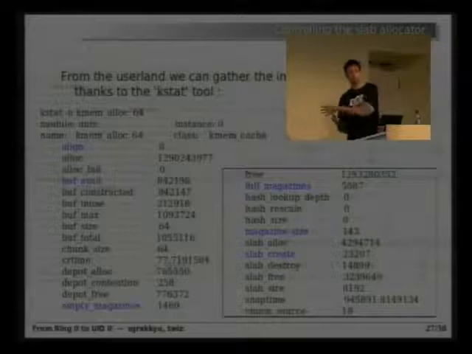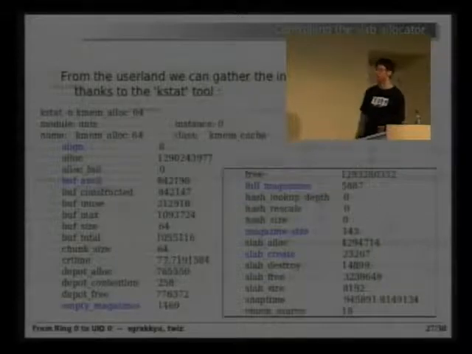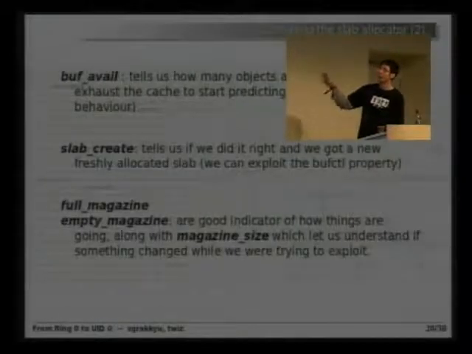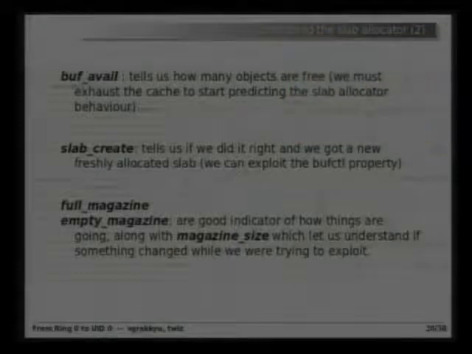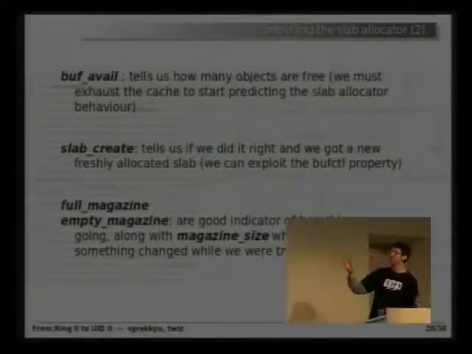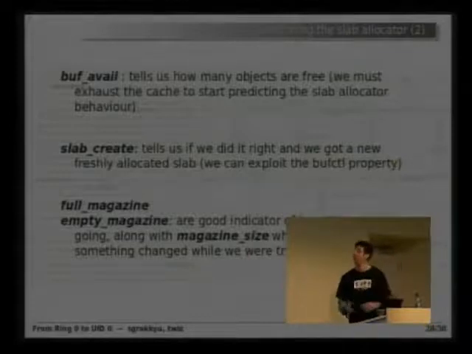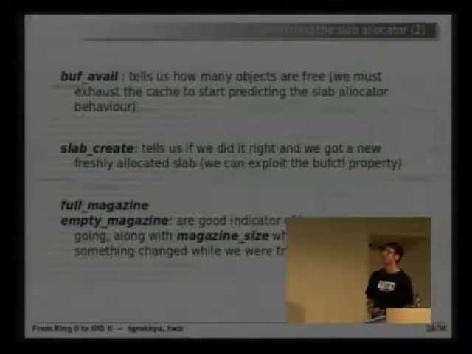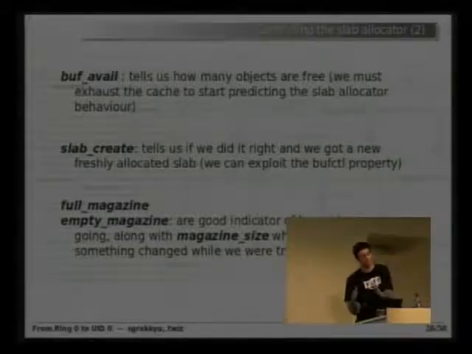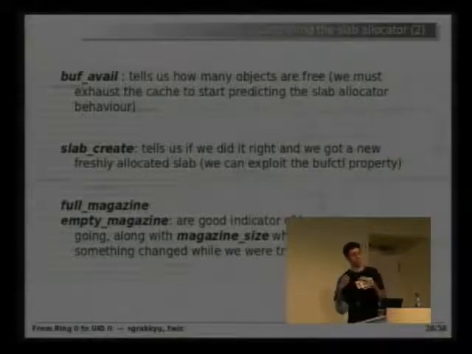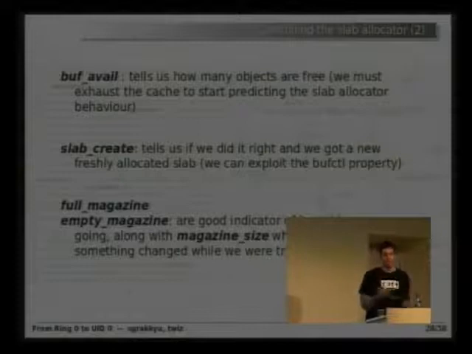The ones in blue are the ones we are interested in. Take a quick look and remember them, which is not easy, I know. But anyway, what you need is buf_avail, which tells you how many objects are free. So we need to exhaust the cache somehow, so that once the cache is exhausted, it will behave just like the cache at the start of the system. It will be a predictable cache.